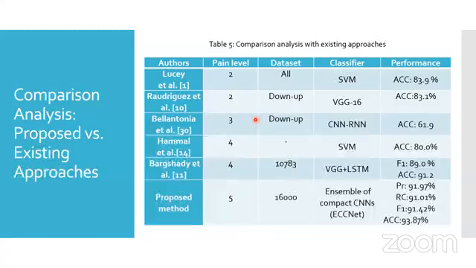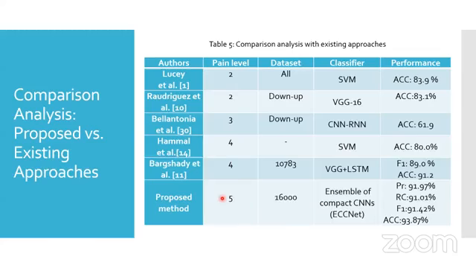Now we have also compared these results with some of the results from the literature: Lucey et al., then Rodrigues, then Bellantonio, then Hammal, then Bargshady. They have done similar research in the recent past. But if you look at their work, they have used only 2 pain levels, 3 pain levels, 4 pain levels. We have used a maximum of 5 pain levels. Why have we used 5 pain levels?